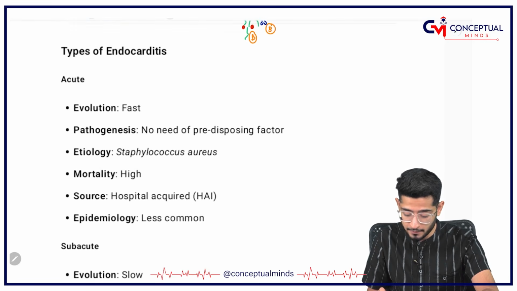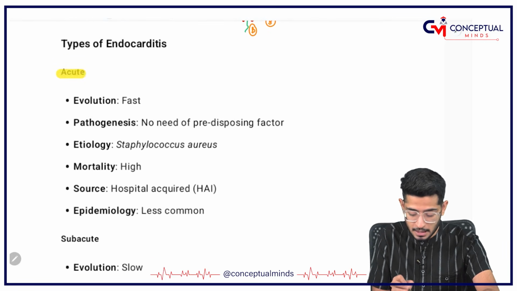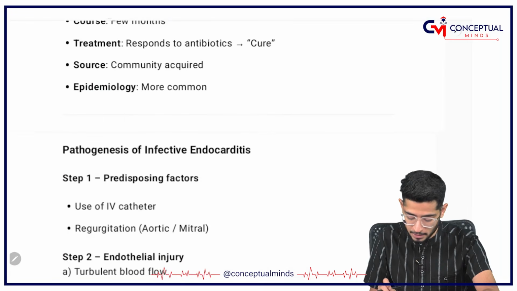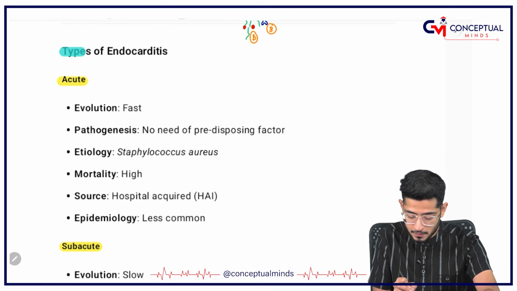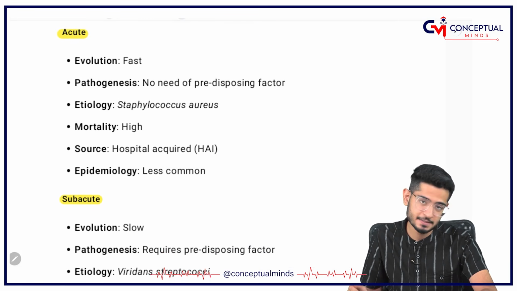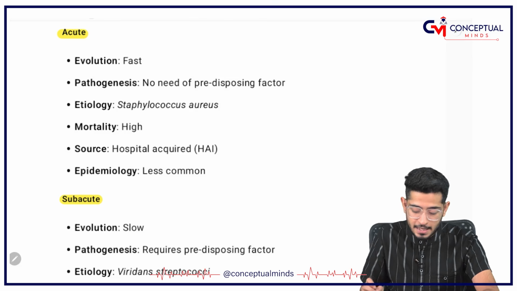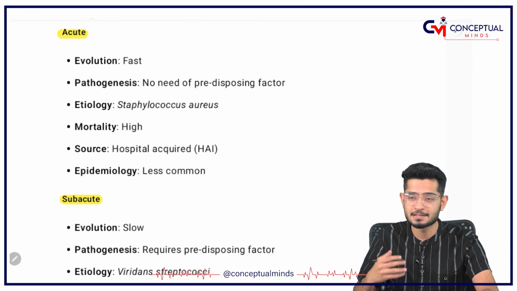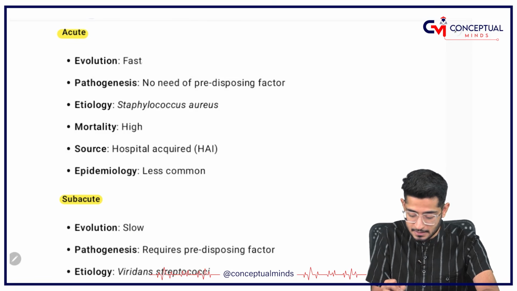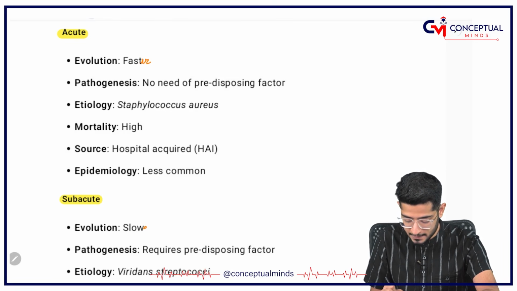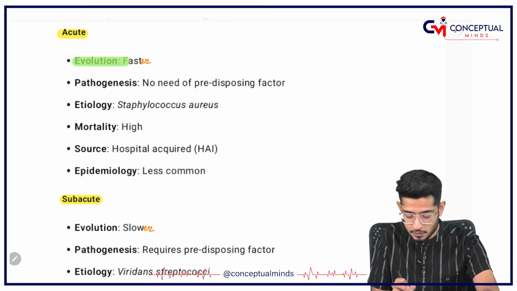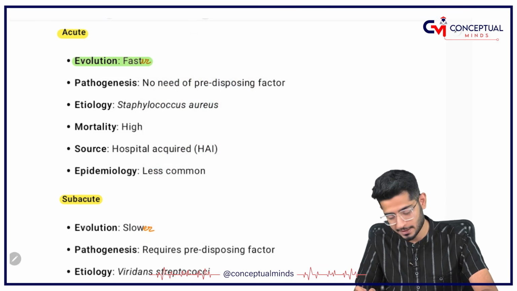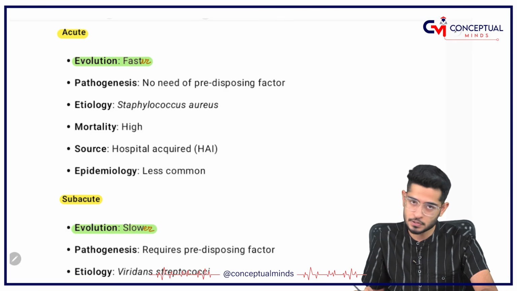What are the different types of endocarditis? Please remember, there are acute endocarditis and subacute endocarditis. These both are the types of endocarditis. In acute endocarditis, as the name suggests, acute means it is faster than the subacute, and subacute is slower. So I think it is pretty clear to you that the acute one is faster, whereas the subacute one is the slower one.